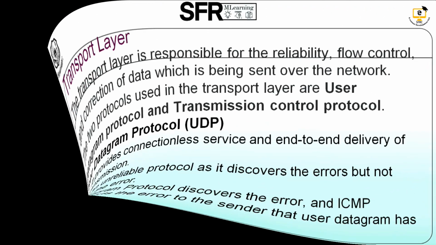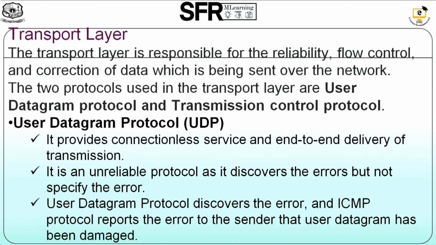The next layer is the transport layer. It is responsible for reliability, flow control, and correction of data which is being sent over the network. There are two protocols in the transport layer. They are User Datagram Protocol and Transmission Control Protocol. The first one we see is User Datagram Protocol.